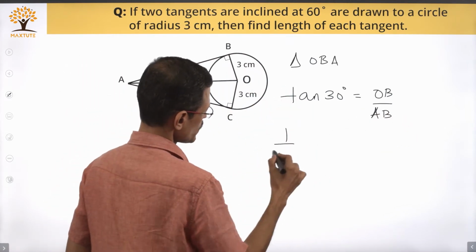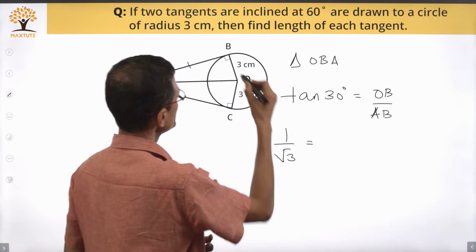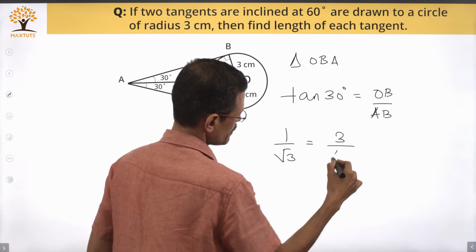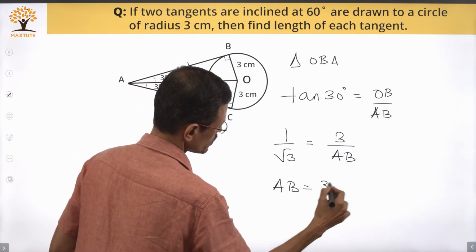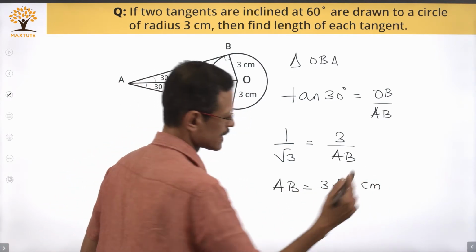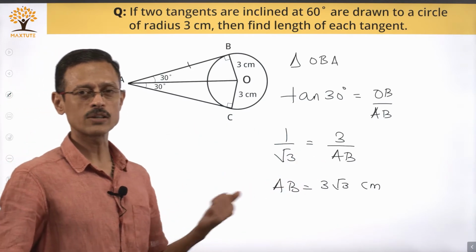Tan 30 degrees is equal to 1 upon root 3. OB is known to us, which is the radius, which is 3. AB is the measure we are trying to find out. So cross multiply, we get AB is equal to 3 root 3 centimeters. That's the length of the tangent, right? This is all that you need to do to get to the answer.